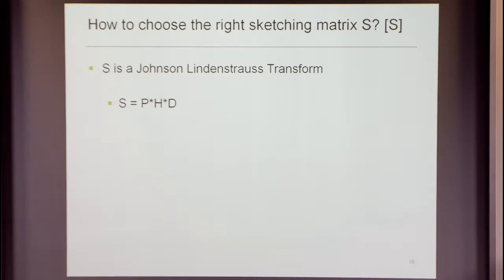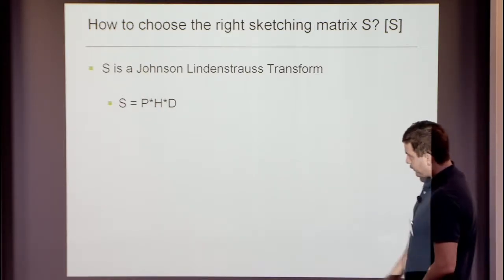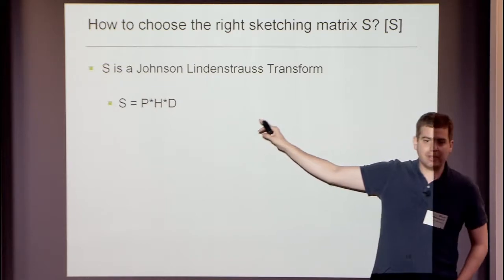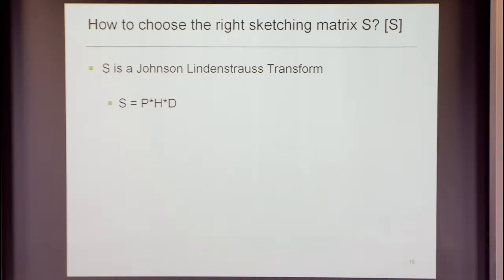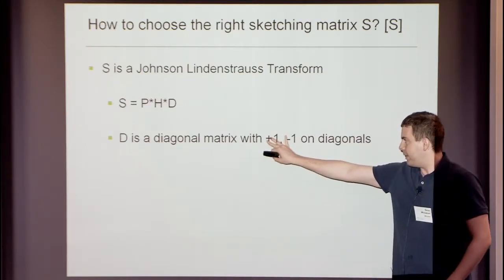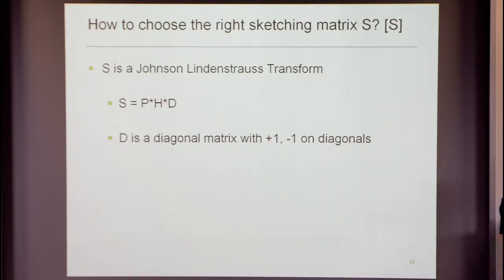Typically, S can be factored in the following form. It can be written as P times H times D. And what are these matrices? D is a diagonal matrix. And the entries on the diagonal are plus or minus 1 with equal probability. And they're chosen independently. Okay?